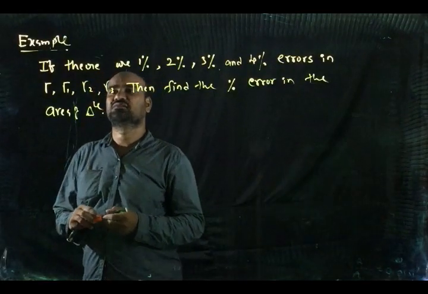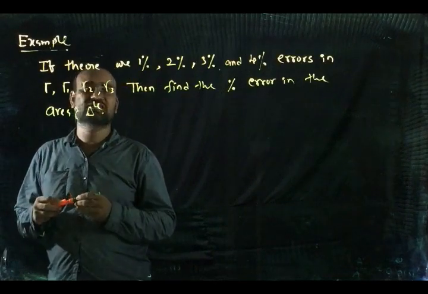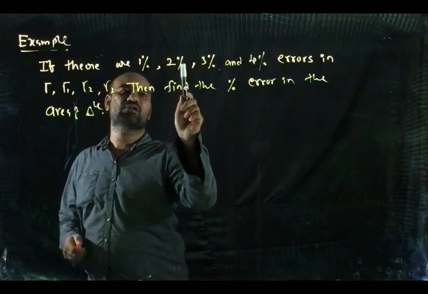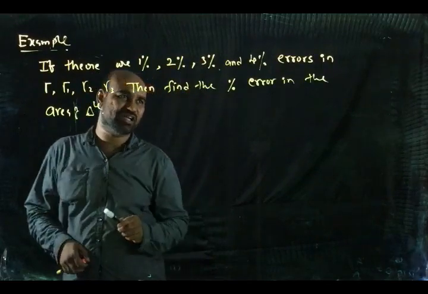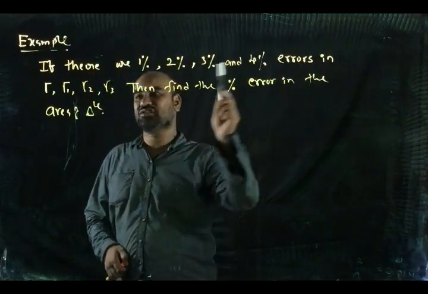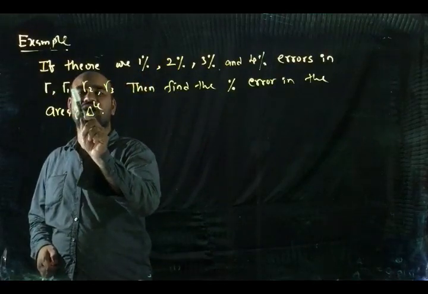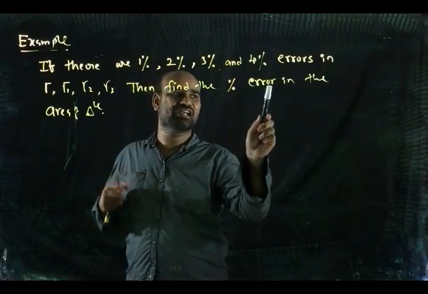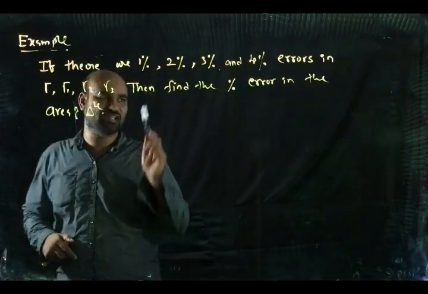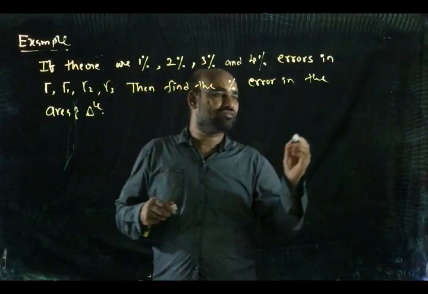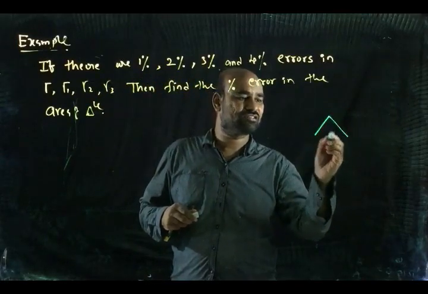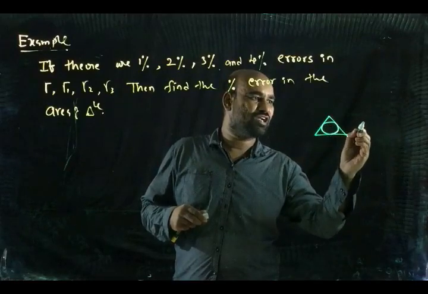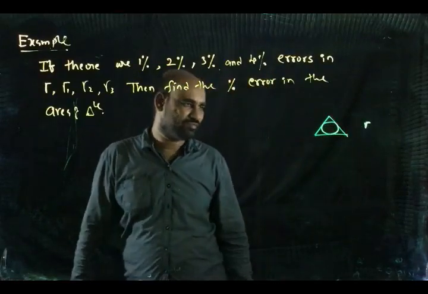Okay, students, another interesting example problem. If there are 1%, 2%, 3%, and 4% errors in small r, r1, r2, r3, then find the percentage error in the area of a triangle. So, for a triangle, there exists one incircle. Its radius is denoted by small r.